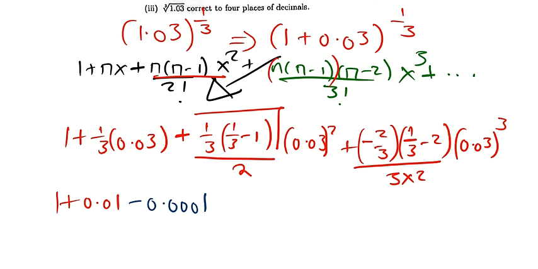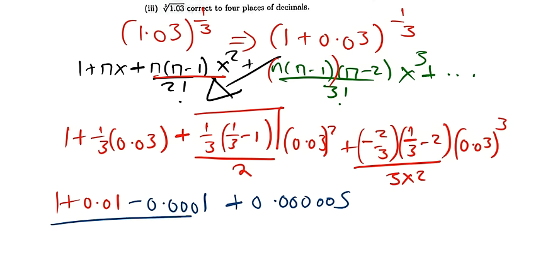And then the last part, negative 2 over 3 multiplied by 1 over 3 minus 2. So I'll do this again. 1 over 3 minus 2 multiplied by negative 2 over 3, multiplied by 0.03 to the power 3 divided by 6 gives us 0.000005. And then we can add these parts as well.